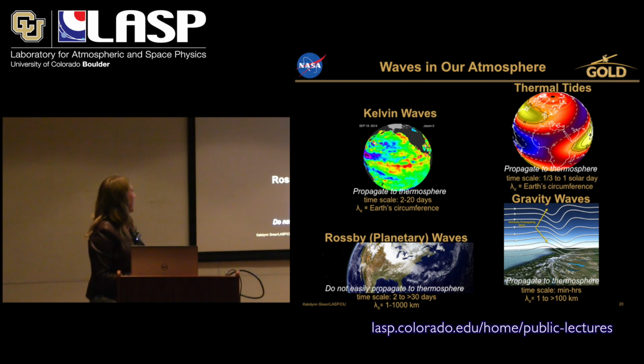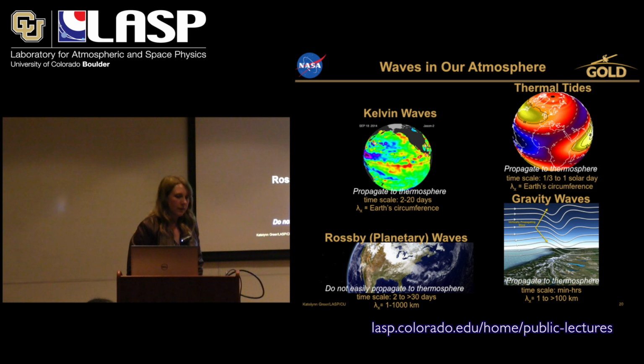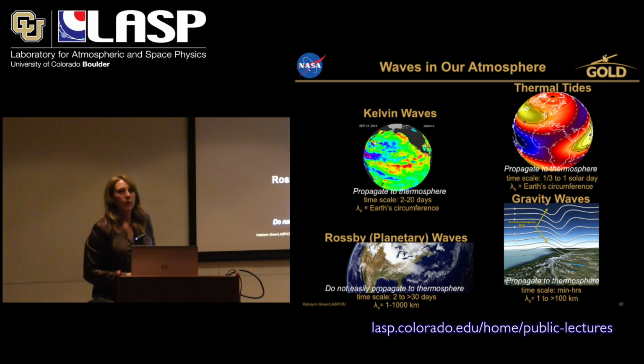We also have Rossby waves, also known as planetary waves, whose restoring force is the potential vorticity, which is a fluid dynamics quantity. Up until now, we did not believe that they easily propagate into the thermosphere, but my colleague Quan Gan here has been doing some research recently with GOLD data that shows that we may actually be seeing planetary waves in the thermosphere. These have timescales of a couple days to maybe a month, and their horizontal wavelengths are on the order of 1,000 kilometers.